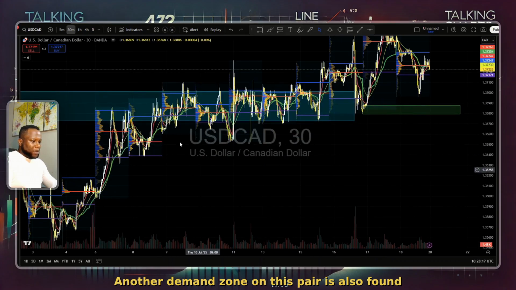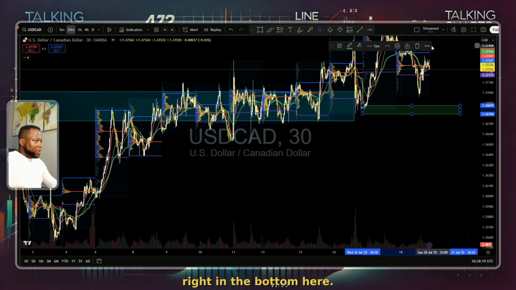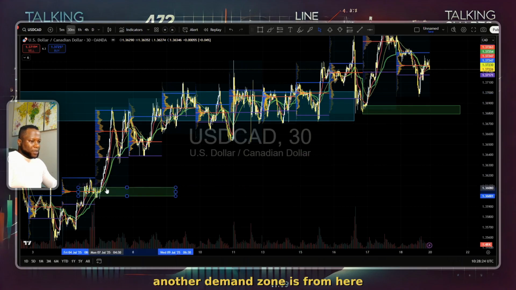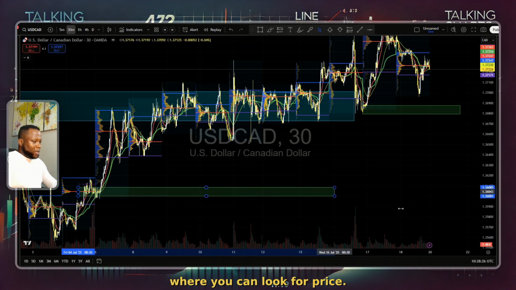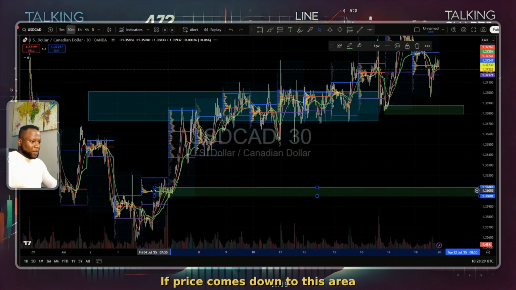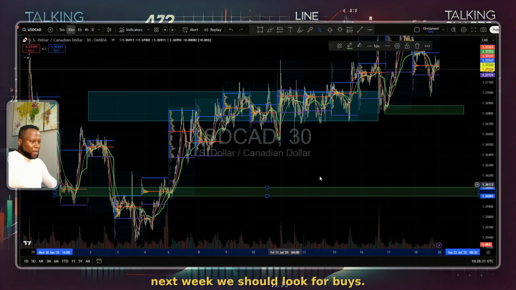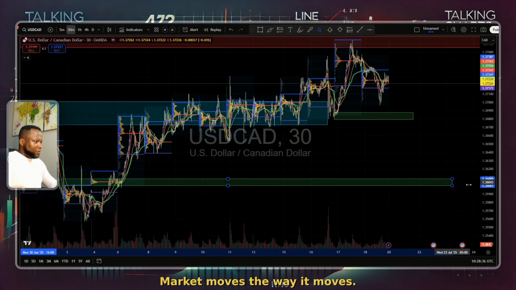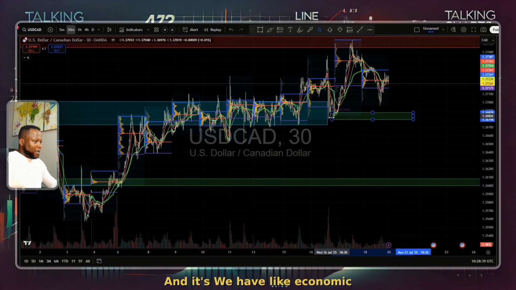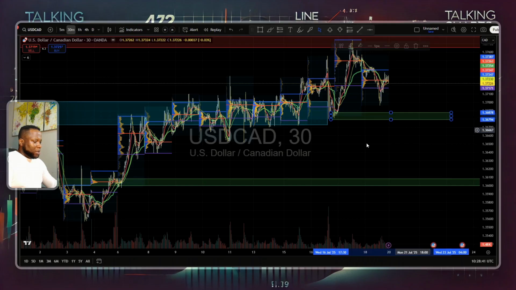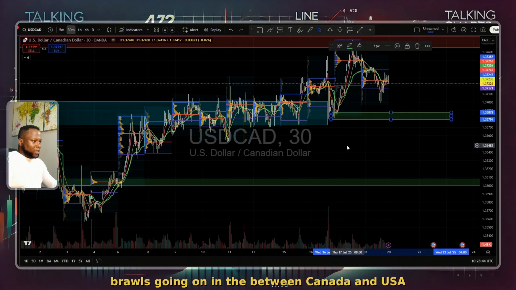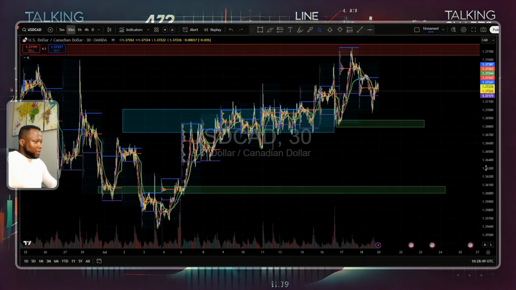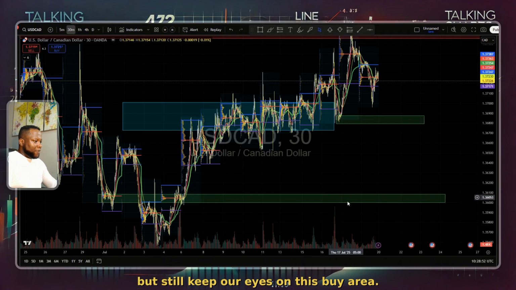Another demand zone on this pair is also found right in the bottom here. Another demand zone is found here. If price comes down to this area next week, we should look for buys. Okay, is that gonna happen? We never know. Market moves the way it moves, right? And we have economic and political brawls going on between Canada and USA right now. So this pair doesn't have a difficult time moving. But still keep our eyes on this buy area.